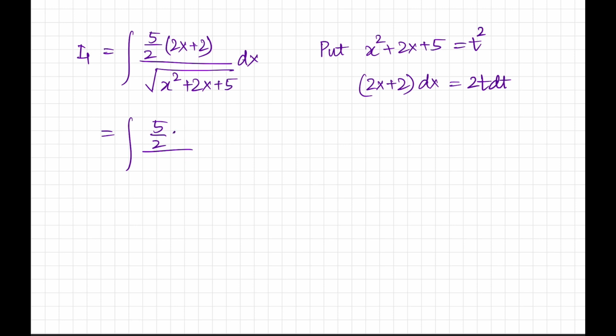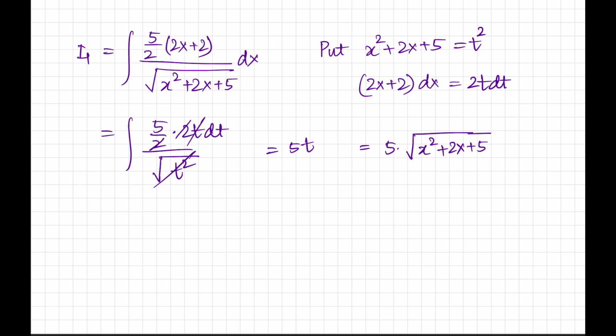So 5/2 into 2t dt upon under root of, हम यहाँ पे लिखेंगे t square. तो ये 2 और 2 कैंसिल हो जाएगा. 5 we will take outside and t and this t also gets cancelled out. So this becomes 5t. We are not adding constant of integration now. वो हम last में add कर लेंगे. And t basically here is nothing but under root of x squared plus 2x plus 5. So this is the integral to the first part.